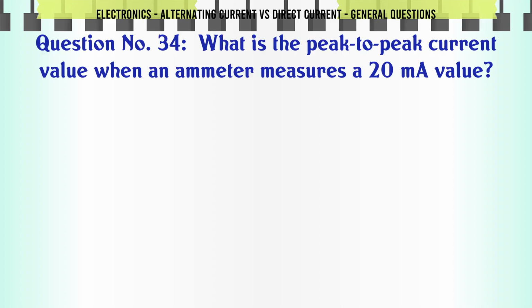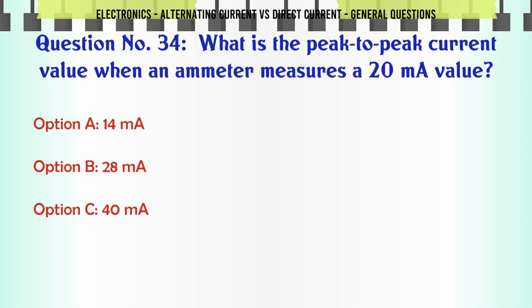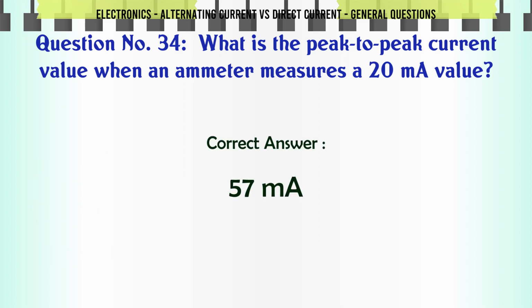What is the peak-to-peak current value when an ammeter measures a 20 mA value? A. 14 mA. B. 28 mA. C. 40 mA. D. 57 mA. The correct answer is 57 mA.